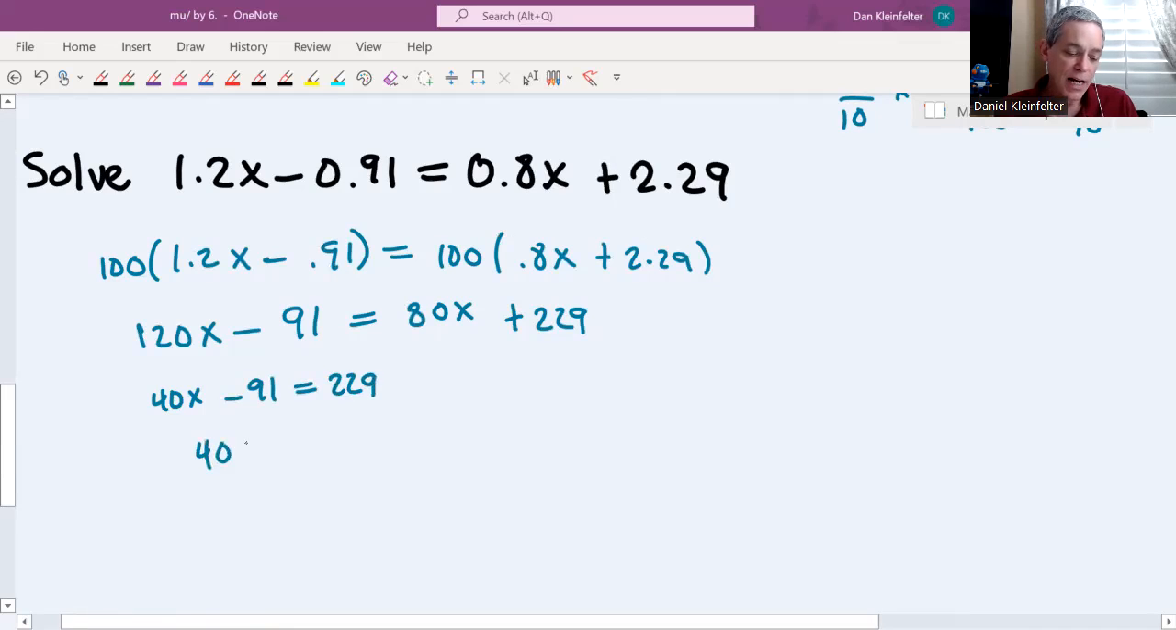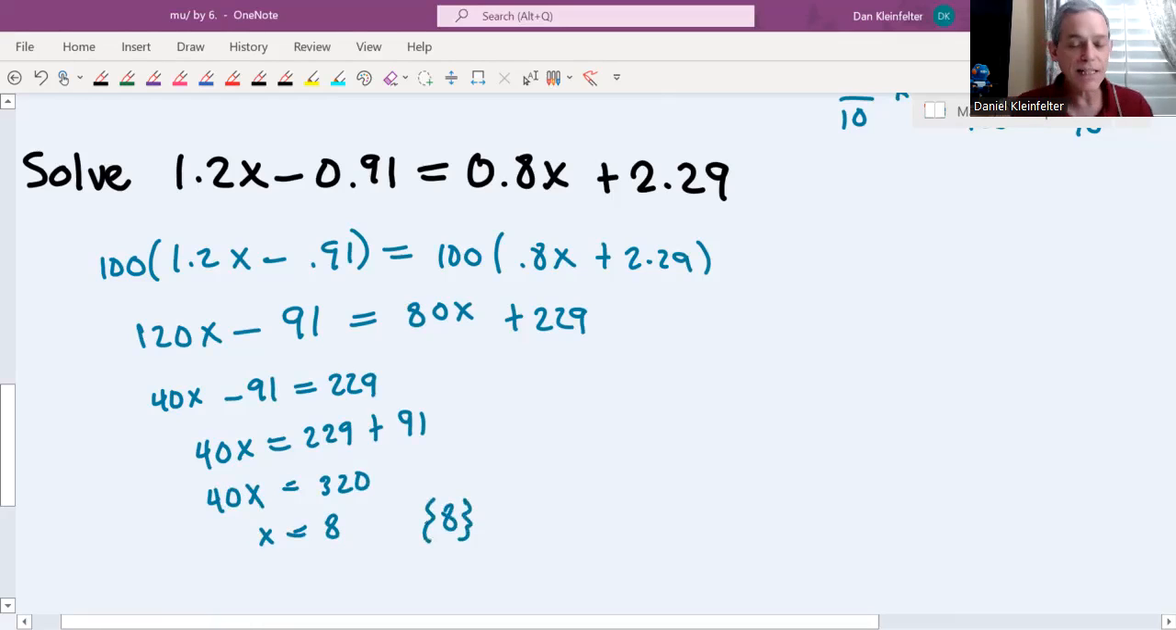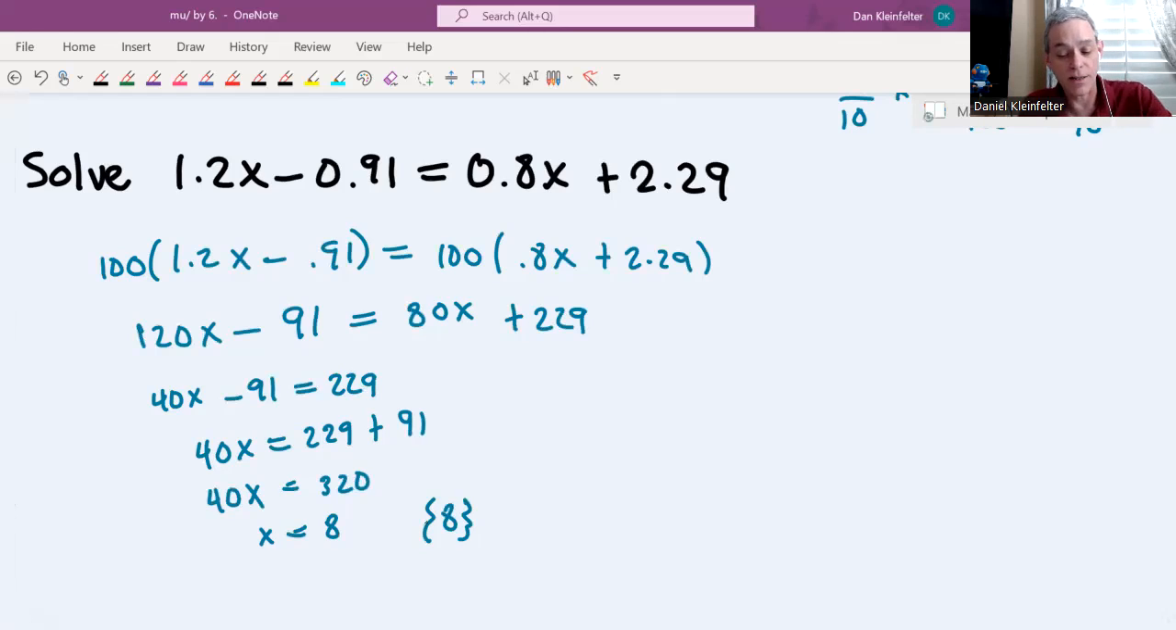And then let's add that 91 to both sides. Okay, so 229 plus 91, that's 230 plus 90, or 320. And so x is 8, looks like. All right, so that takes us to the end of this example and the end of this section at long last on solving linear equations.